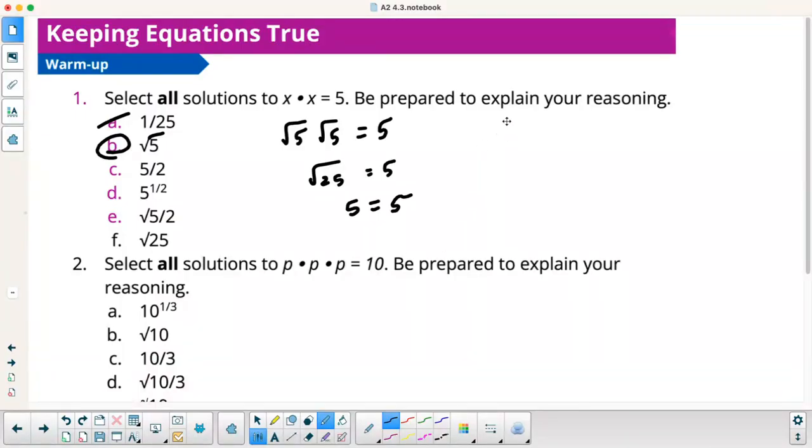The next one, I've got a little room here, I'll write it over here. 5 halves times 5 halves. Is that equal to 5? No, that's 25 over 4. 25 divided by 4 is like 6.25. So that one, no.